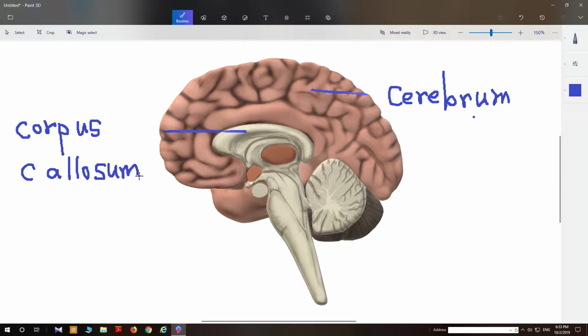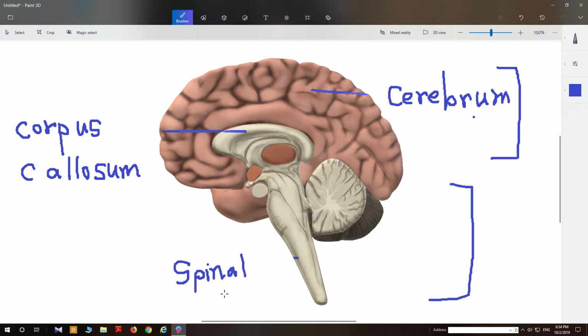And another part. This area is the forebrain, and this part is the hindbrain. All right, and here this is the spinal cord. SPINAL, spinal cord, this part. So every single part's function is different, right?